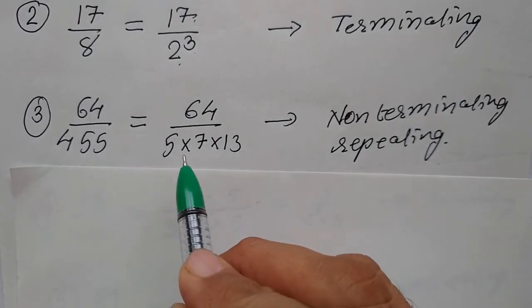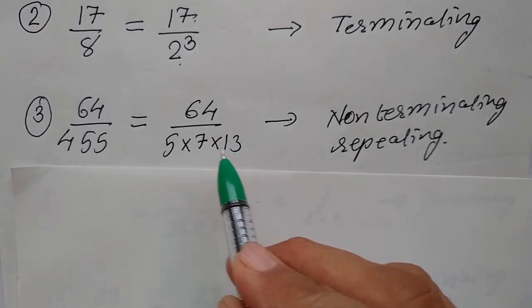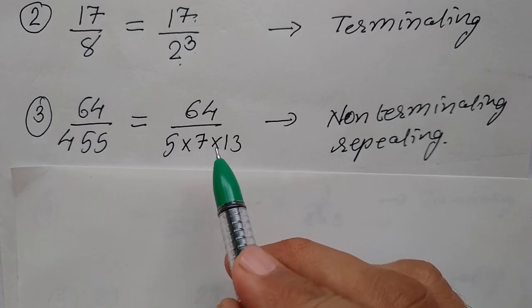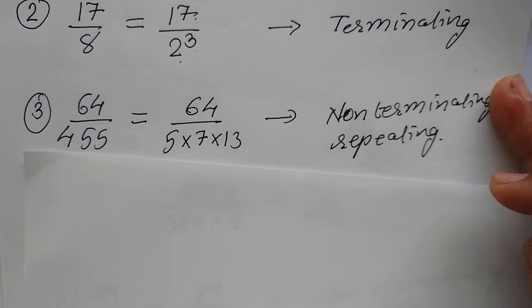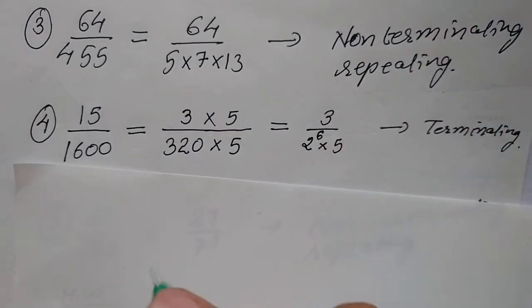Children, 5 is there, but 7 and 13 should not be. But they are. Therefore, non-terminating repeating. Next one, this.